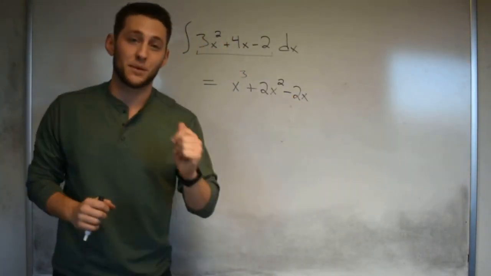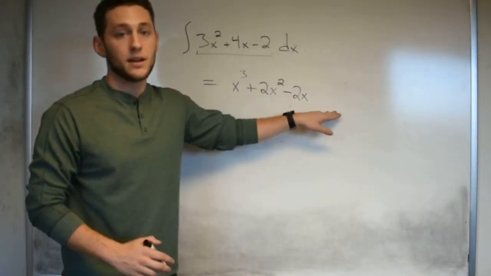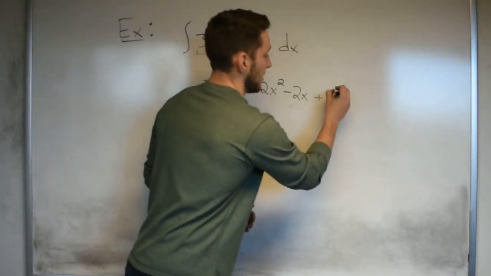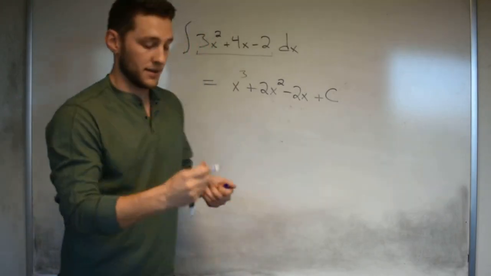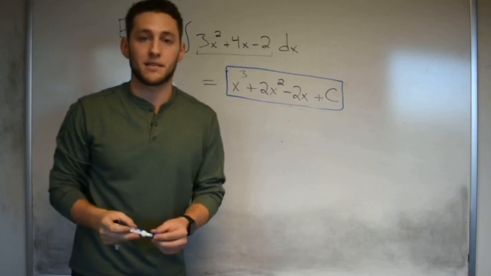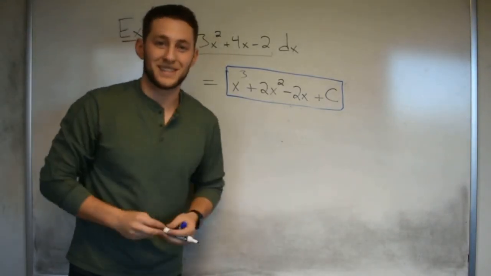Now the only other thing that we have to remember is that I could have had any single constant out here, and when I derived it, it would have went away, so we have to put a plus c at the end of it. Because once I derive a constant, it goes away. And it turns out that this right here ends up being my answer. Now we do have some shortcuts that we're about to get to, so hold on tight.